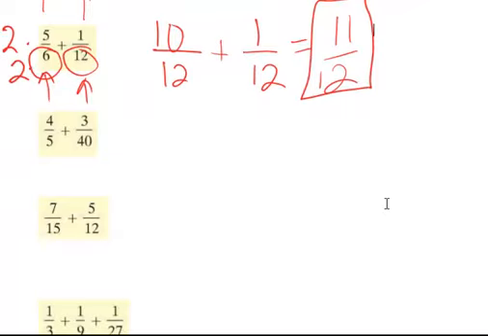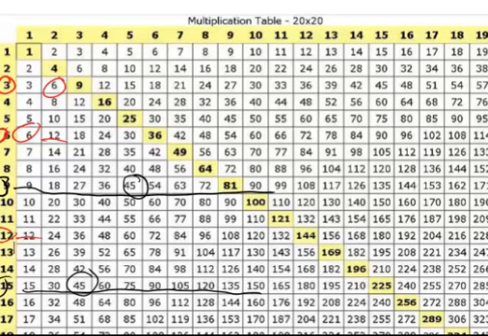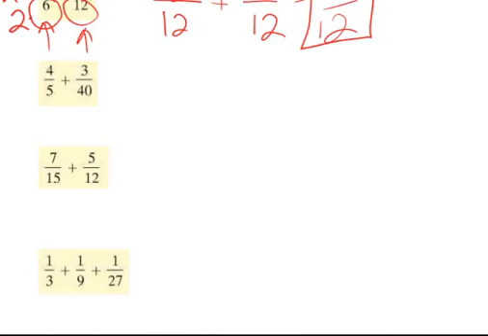All right. So let's take a look at the next one here. So 4 over 5 and 3 over 40. So again, if you think about our table, my table doesn't go up to 40. But if you look at my number 5, so let's try the blue pen. Here's my number 5. And if you notice right here, 40 is one of the multiples of 5. So 40 is going to be my common denominator.